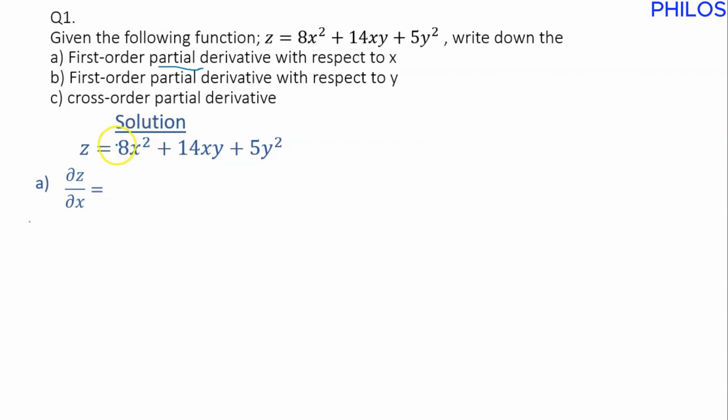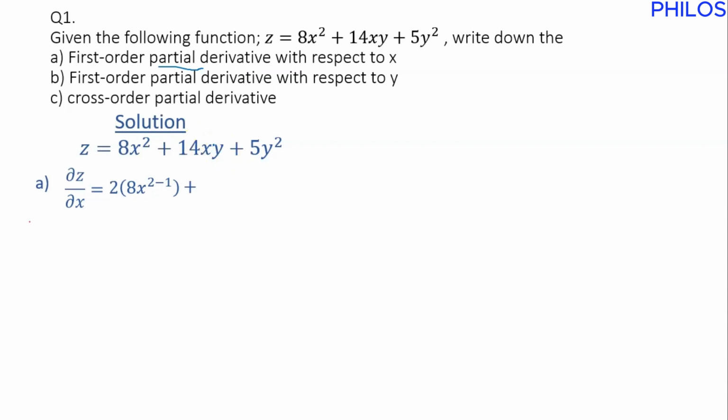We multiply the whole thing by 2 and subtract 1 from the exponent. So let's do that. That will give us 2 multiplying 8x exponent 2, then we subtract 1. Plus, now when we come to the second one, here we have x and y in it, but we are differentiating with respect to x. So for that matter, y should be considered as a coefficient of x, just as 14 is a coefficient of x.